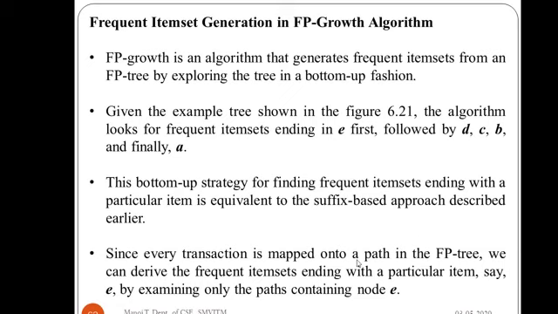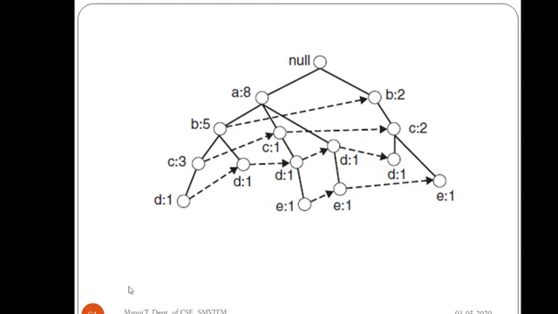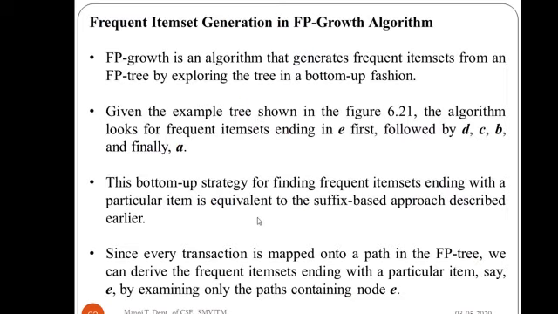Since every transaction is mapped onto a path in the FP tree, we can derive the frequent item sets ending with a particular item, say E, by examining only the paths containing the node E. Suppose I want to get the paths having E; it is enough if I explore the paths from the bottom which have the suffix E, or having this node E, then move up. That is the meaning of this.